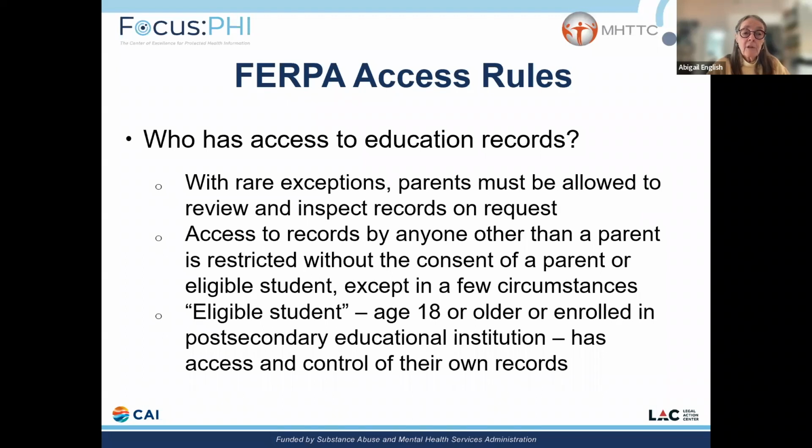And as I had said, an eligible student is one who is age 18 or older or enrolled in post-secondary educational institutions. And that eligible student has access to and control over their own records. Now, one of the important things to remember is that both with FERPA and with HIPAA, which we'll talk about in a little while, there's often the thought that these access rules or these privacy laws prevent the sharing of information. And the reality is that information can be shared as long as one has the consent or the permission of the appropriate person. In the case of these education records, the parent or the eligible student. Next slide, please.